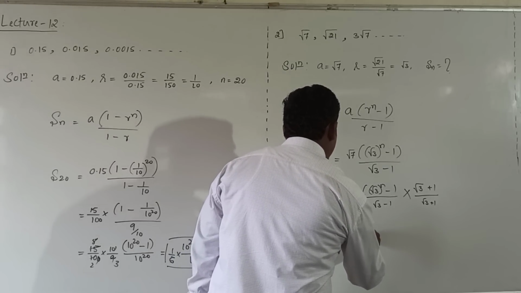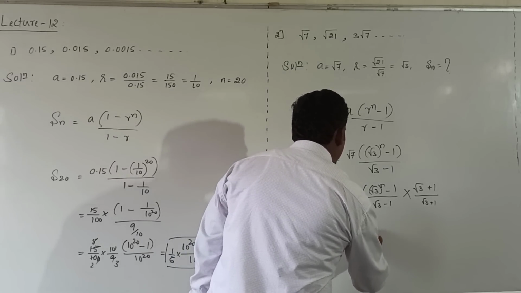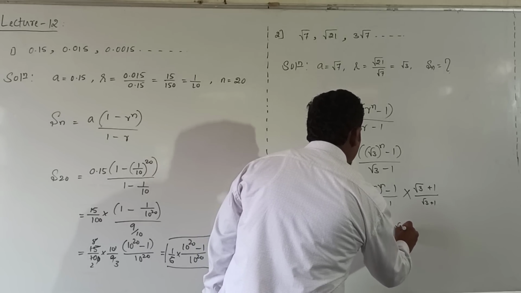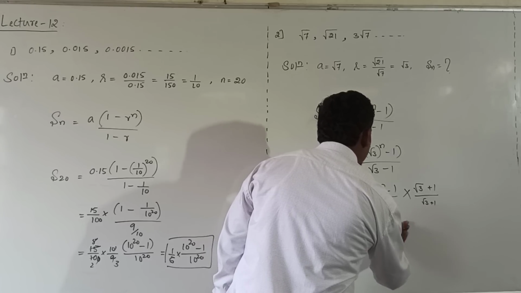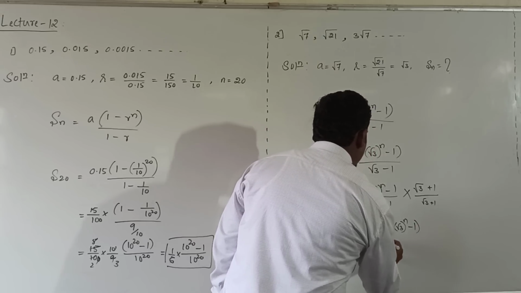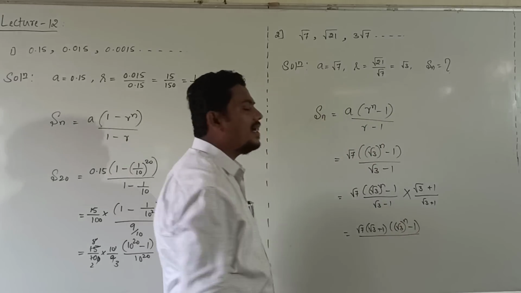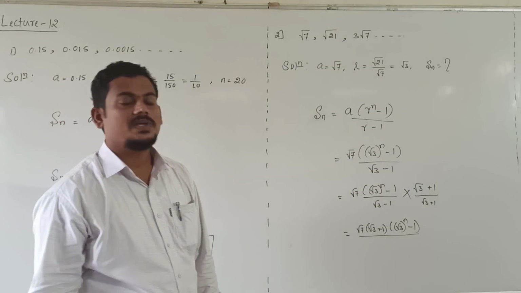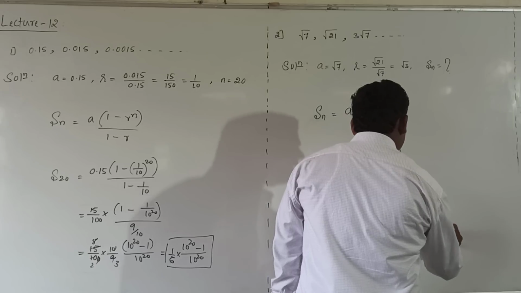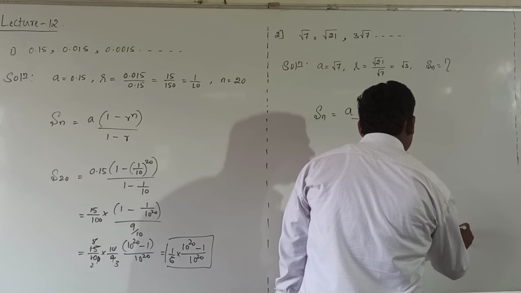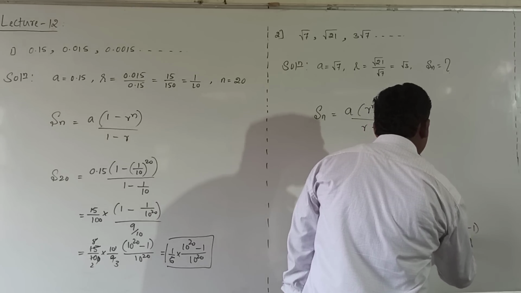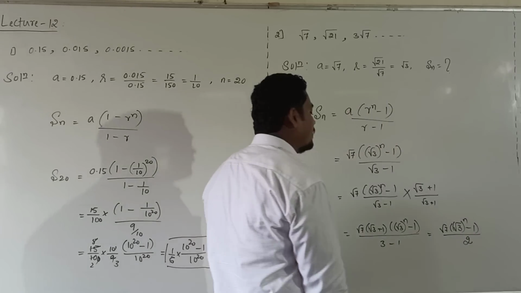Then root 7 into root 3 plus 1 into root 3 power n minus 1, whole thing divided by the denominator, which is like a minus b into a plus b. It will be a square minus b square. Lastly we get root 7 in bracket root 3 power n minus 1 divided by 2. This is our required answer.